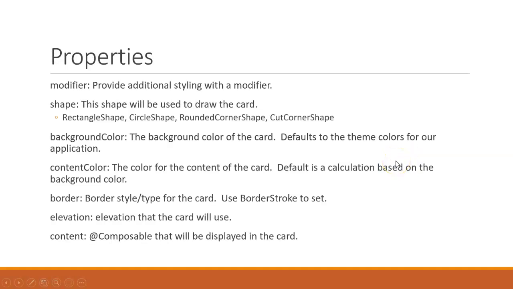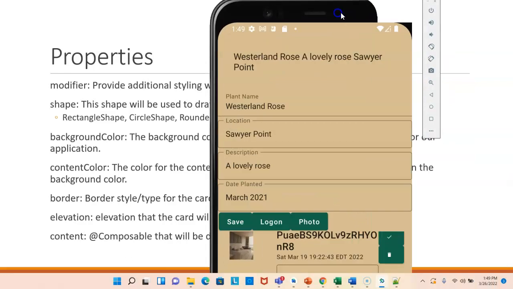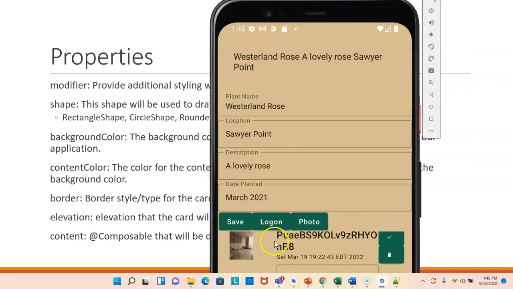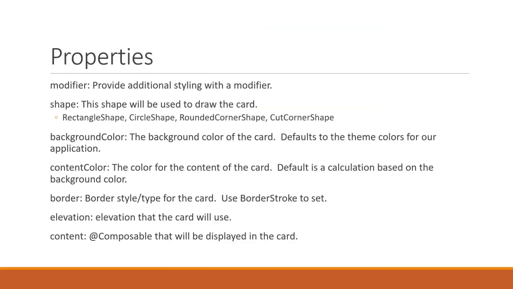There are several properties that we can set on a card. One is a modifier, which will give us some additional styling. Then we also have the shape, which represents the shape of the card. In other words, what it's going to look like when it's surrounding all of these elements. There's background color, which is self-explanatory, and also content color. So background color will default to the theme if we do not set it to something else, and then content color will be calculated based on the background color.